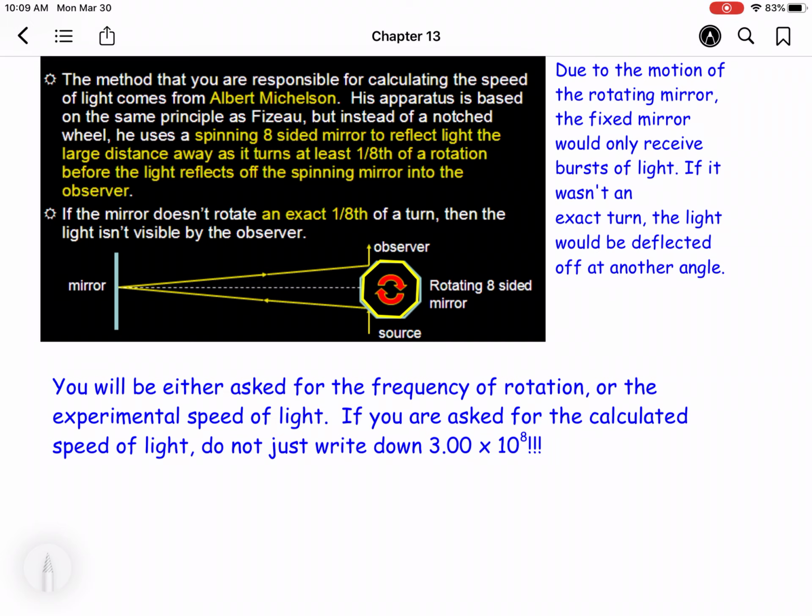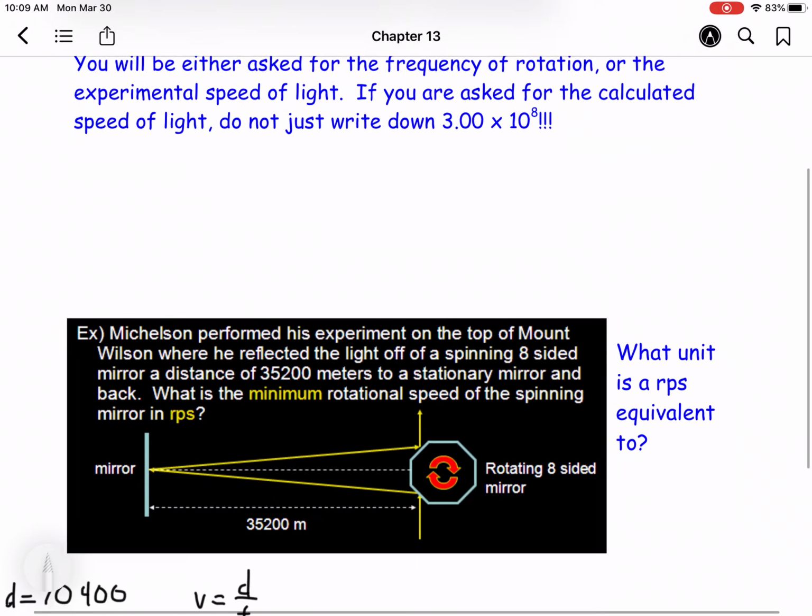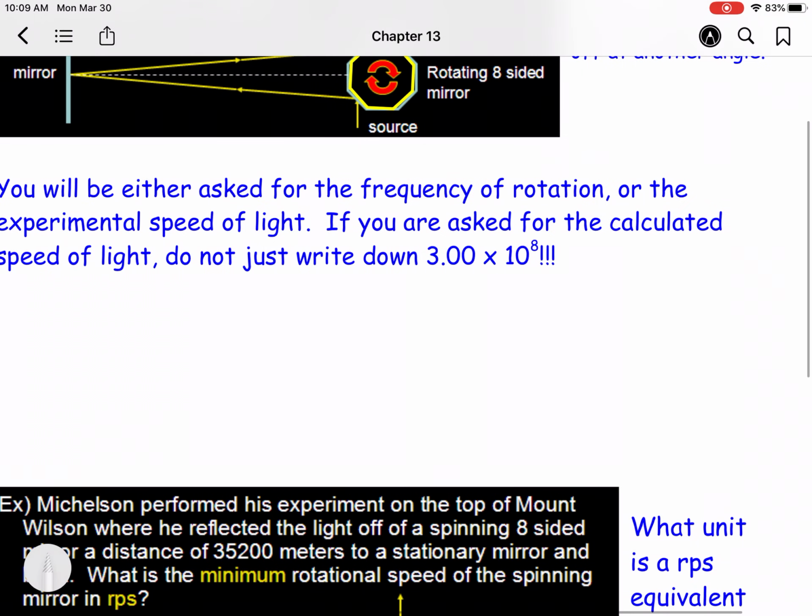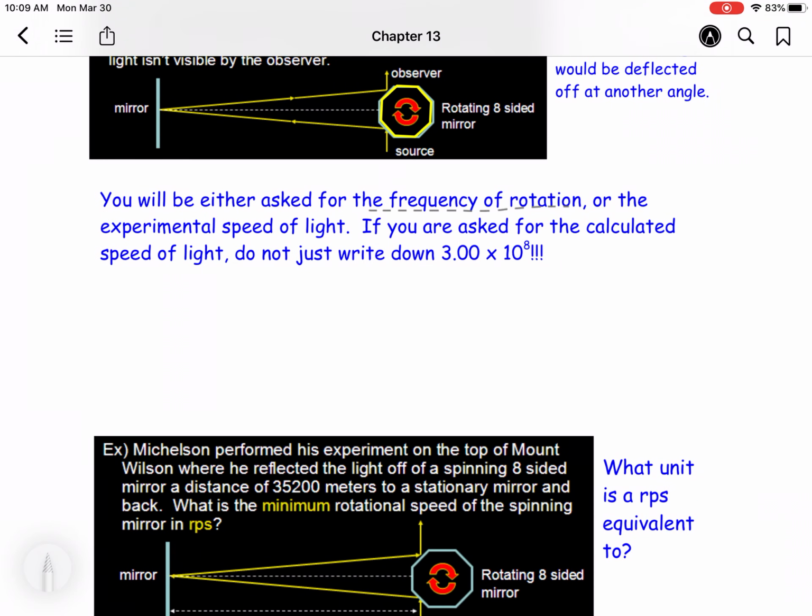I think the actual number is like 2.97 times 10 to the 8, but we just use 3 times 10 to the 8 in Physics 20 and 30. If you're asked a question about the frequency of rotation, that's just frequency. It's hertz. Or the experimental speed of light. If you're asked for the frequency of rotation, you're going to use the 3 times 10 to the 8. But if you're asked for the experimental speed of light, you can't use that. You can't use 3 times 10 to the 8. It's asking you to calculate it.